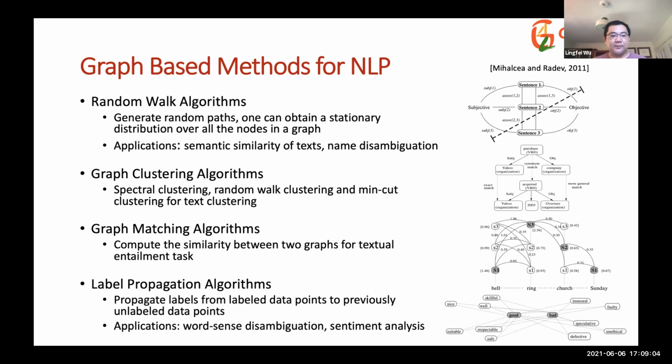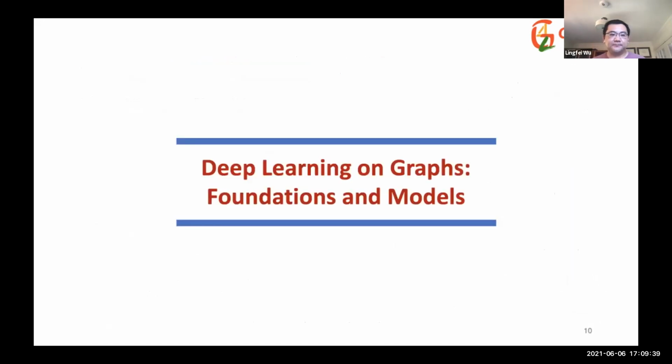The label propagation algorithm has also been extensively used, which essentially tries to propagate the labels from the labeled data points to the previously unlabeled data points. So that we can use it, for example, for applications like word sense disambiguation or sentiment analysis. For more detailed conventional graph-based methods for NLP, we refer interested attendees to Mihalcea and Radev's graph-based methods for NLP book.